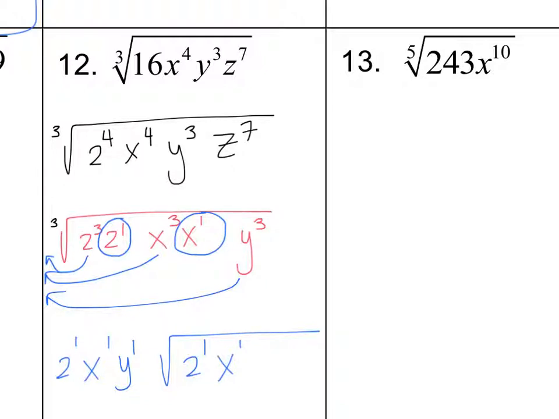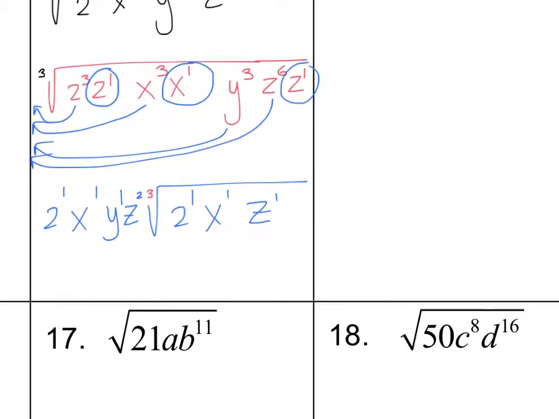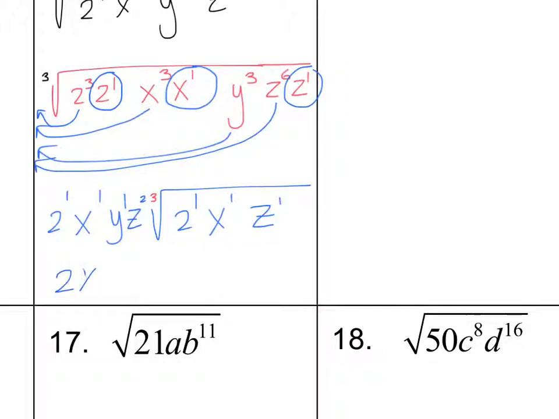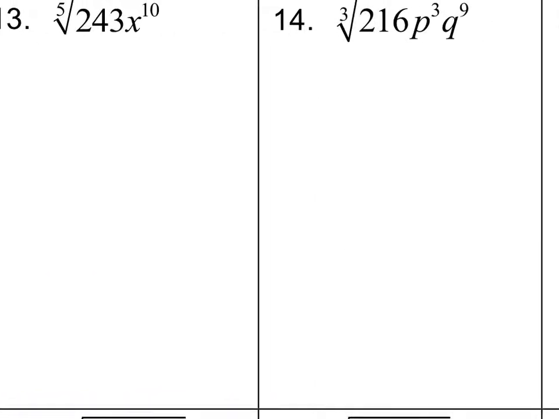z to the 7th, I can divide it into z to the 6th and z to the 1st. So 6 divided by 3 is a 2. And this is going to completely leave, while this is going to stay, since 1 is not divisible by the index 3. Don't forget, you have to end up with the same type of radical. So my final answer is going to be 2xyz to the 2nd, cubic root of 2xz. Now let's move on to the next problem, which is 14.